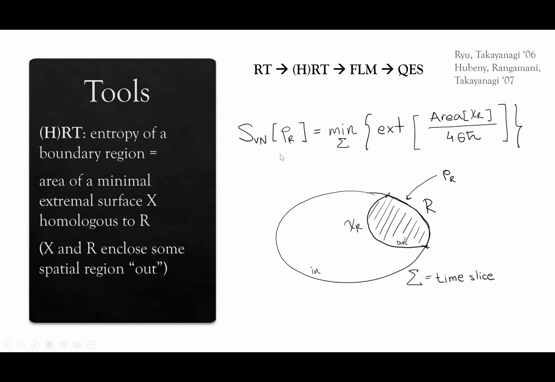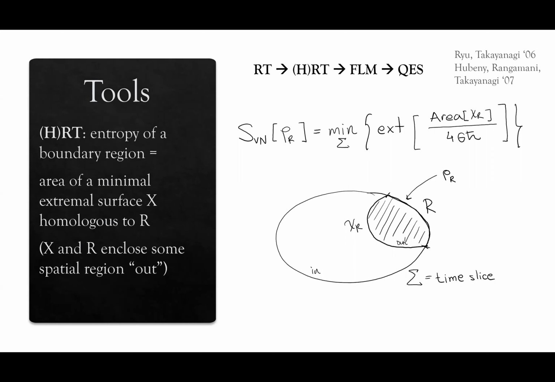So we see that the von Neumann entropy of some density matrix at this region R on the boundary is given by the extremal area of the surface X of R, and then we want to minimize it over all Cauchy slices. So this was done in 2006-7. Now, this formula is a purely classical formula.